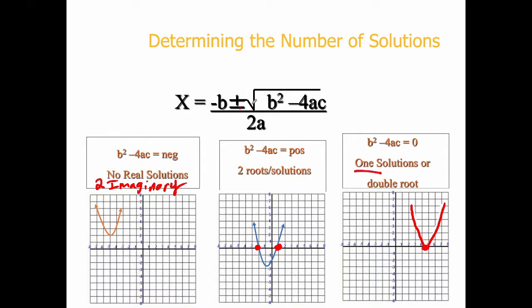Notice, plus or minus the square root of a negative. That's why we get a positive and a negative for the imaginary. Plus or minus a real number when it's positive gives us two answers. And then if I have 0, now I'm adding and subtracting nothing. So my answer is actually negative b over 2a, which you might remember from the beginning of the chapter, talking about the axis of symmetry.